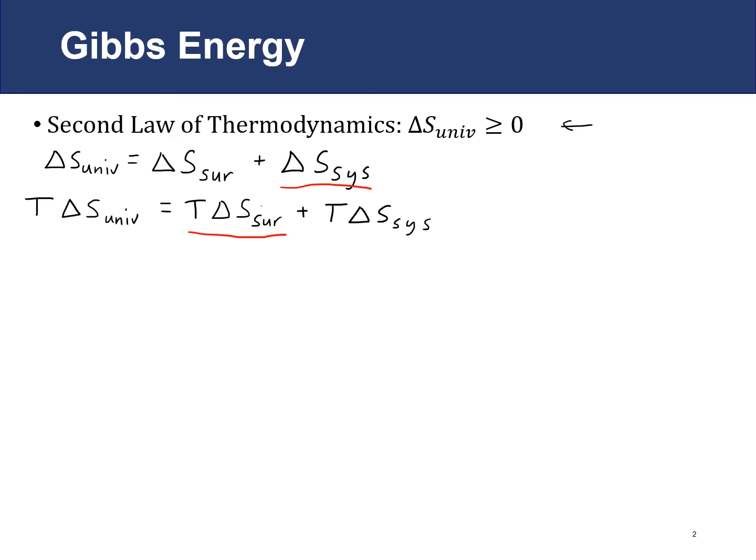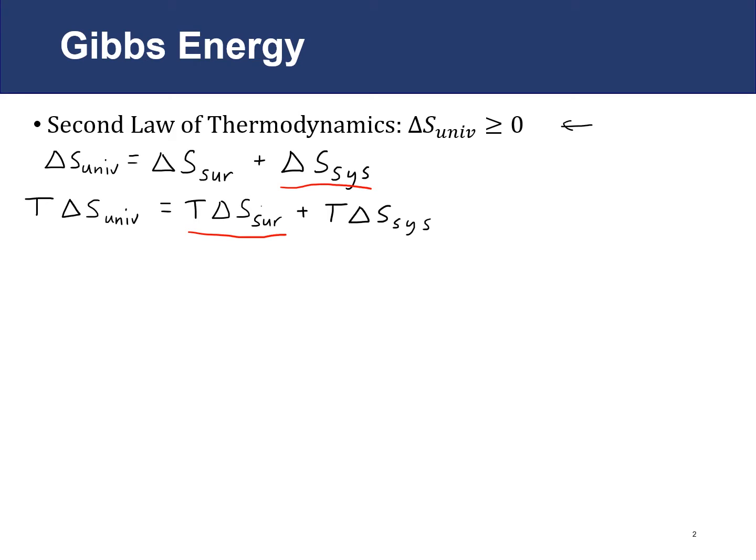However, from our previous discussion of entropy, right, the change in entropy is based on the amount of thermal energy transferred, the amount of heat transferred at a particular temperature. So if we can monitor the amount of heat that is transferred to the surroundings, we can infer the amount of entropy that comes from that heat.